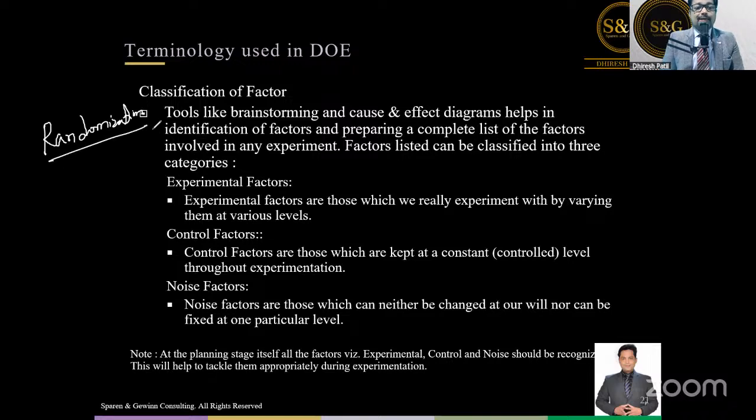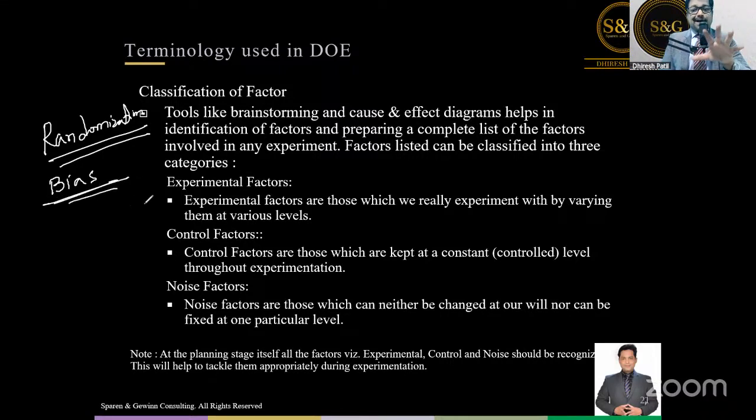What is randomization? Like we have seen in the full factorial design, if you remember, I went to options and unchecked randomize runs. Do you remember? So randomization is very, very important. What is randomization? It is to remove the bias from the experiment.